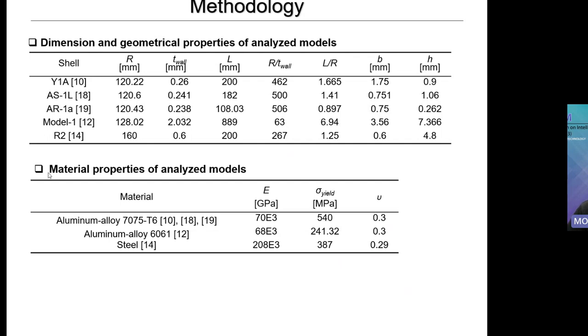Of course, we benchmark with 5 models that have been tested experimentally by previous researchers. So basically, we extract their data, their geometries, their materials, and everything, and simulate it back via finite element. There are 3 types of materials in this study: aluminum alloy 7075 T6, aluminum alloy 6061, and steel.